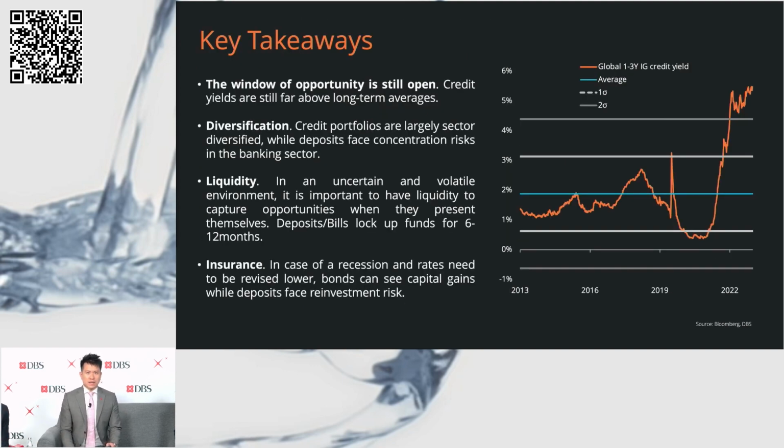So I will just come up with my key takeaways from my presentation today. If you look at the chart on the right, looking at investment grade yields in the 1 to 3 year short tenor segment, the yields are 5 to 6% again. And if you look at against history, this is more than 2 standard deviations higher from its 10-year average, right? Again, very attractive, higher even than in the COVID crisis when everything was being sold off dramatically. So the point is, the window of opportunities in bonds is still open, right?